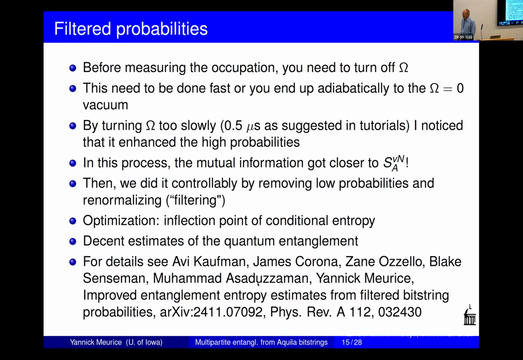And now it had an unpredicted consequence: it enhanced the high probability compared to the low probability, and the bound got closer to the target. So by doing something wrong, I got something right. And then I did it with my student in a very controlled way.